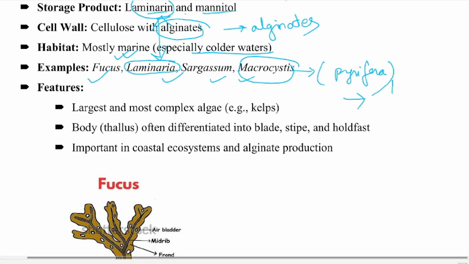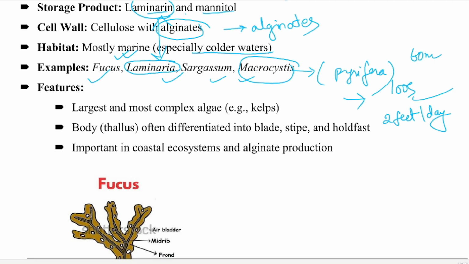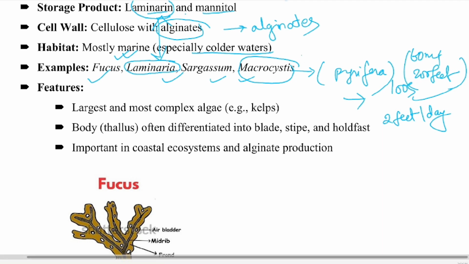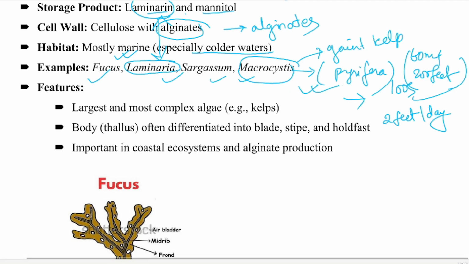It's an interesting fact that it forms a habitat for hundreds of species, and it grows 2 feet per day. And talking about its length, it is up to 60 meters, that is 200 feet. So this is commonly known as giant kelp. This is a brown algae, which is the largest algae.